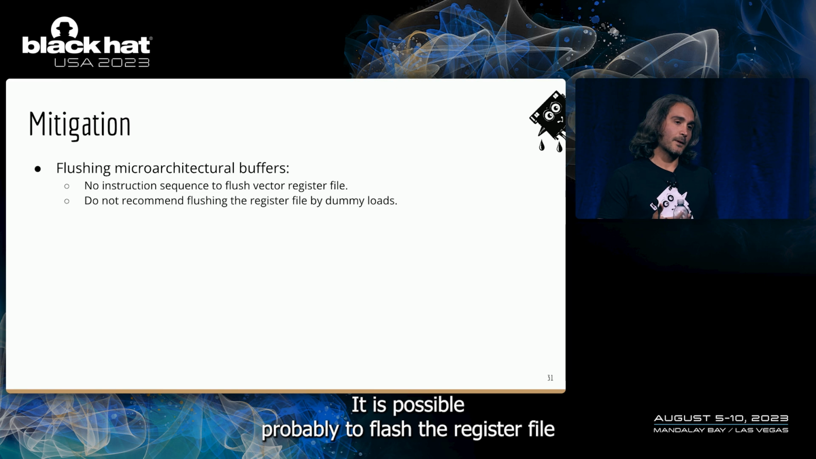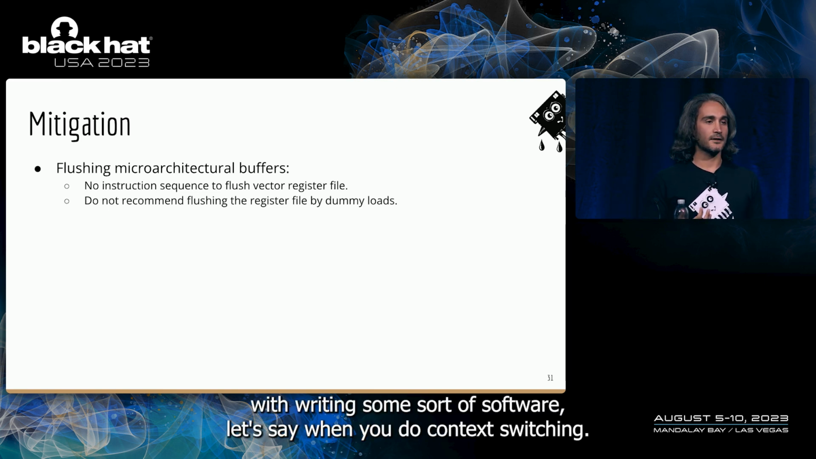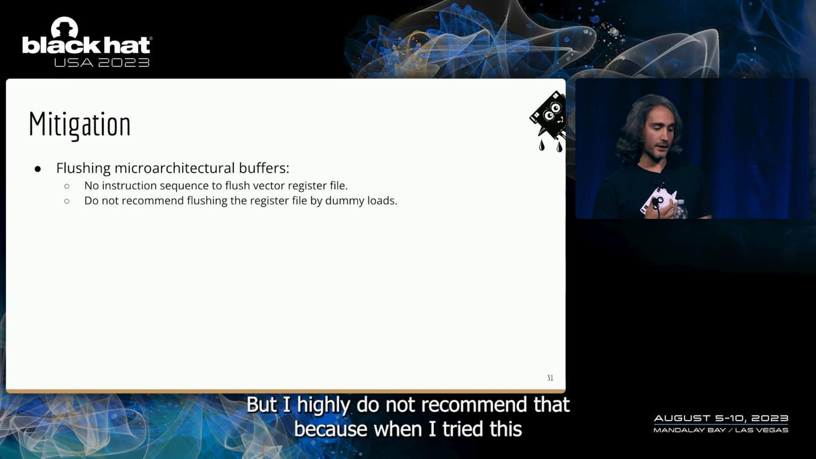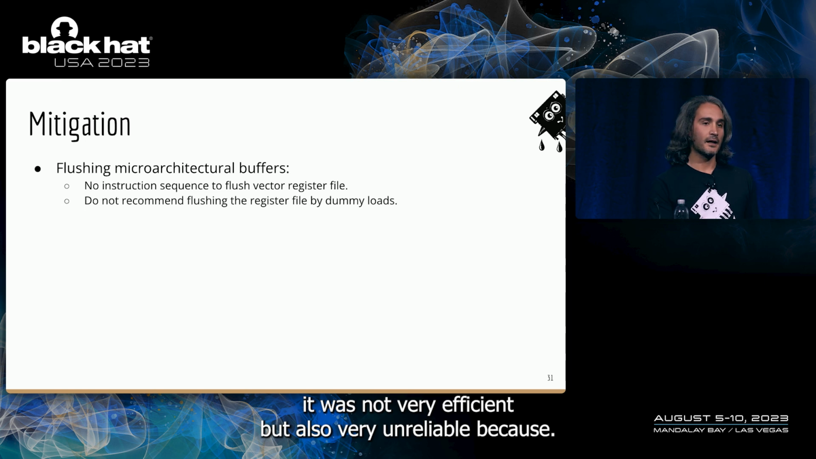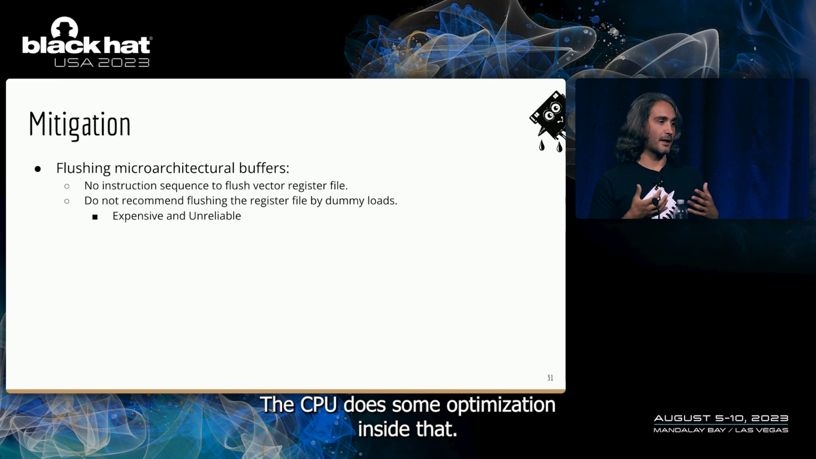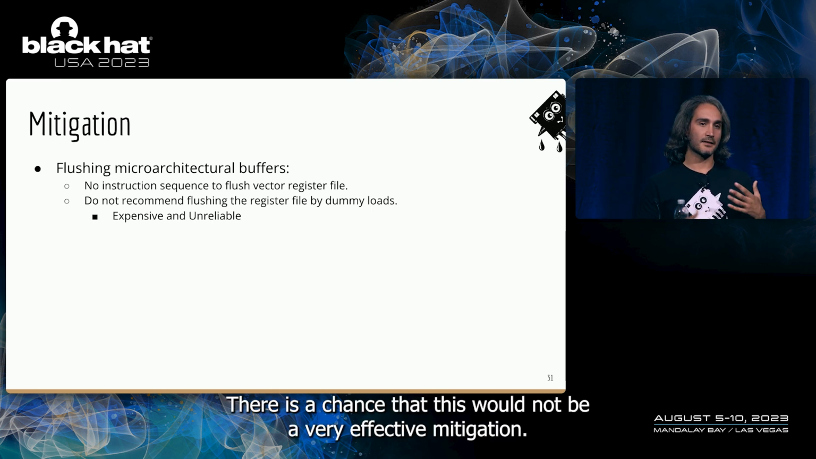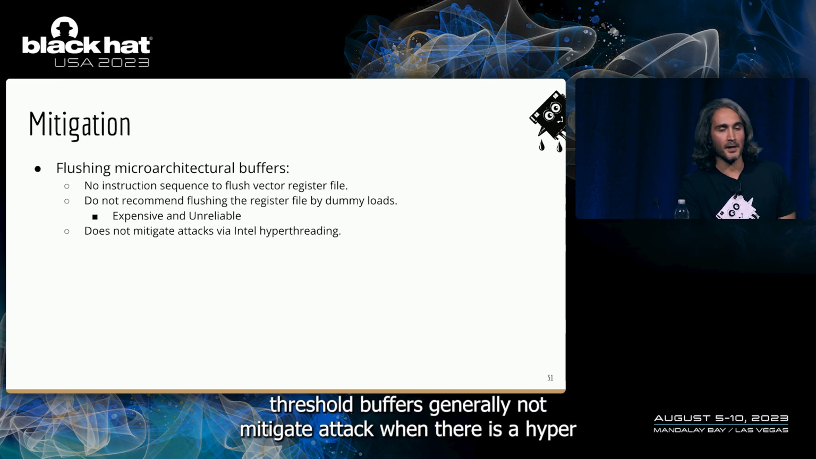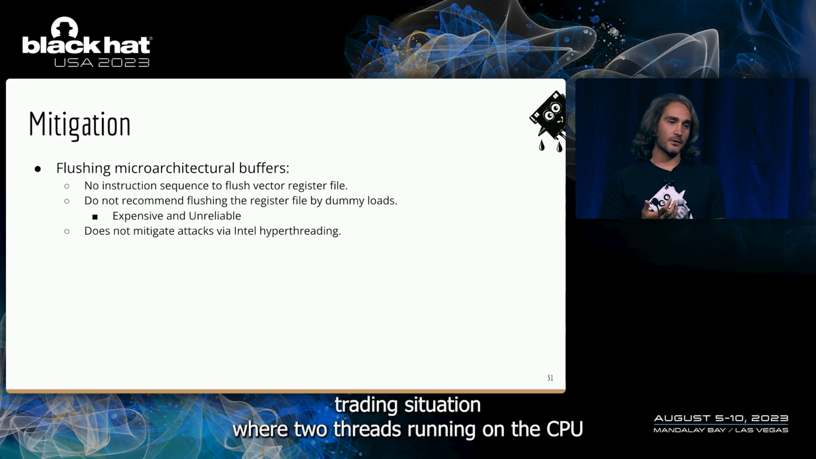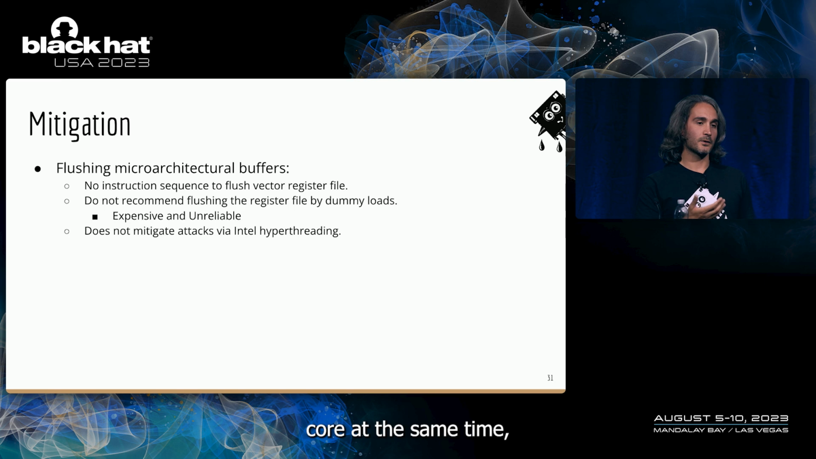It's probably possible to flush the register file by writing some sort of software sequence, let's say when you do context switching. But I highly do not recommend that, because when I tried this, it was not very efficient, but also very unreliable, because the CPU does some optimization inside, so there is a chance that this would not be a very effective mitigation. Also, flushing microarchitectural buffers generally does not mitigate attacks when there is a hyper-threading situation where two threads are running on the CPU core at the same time.